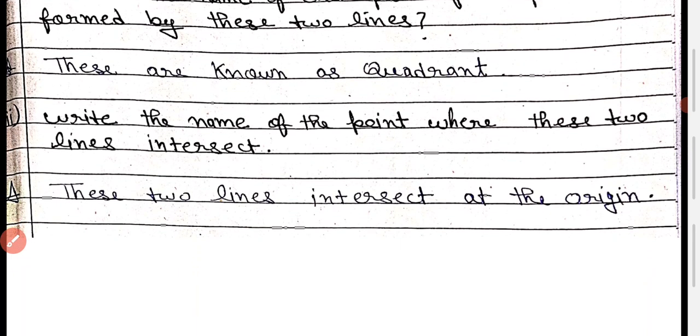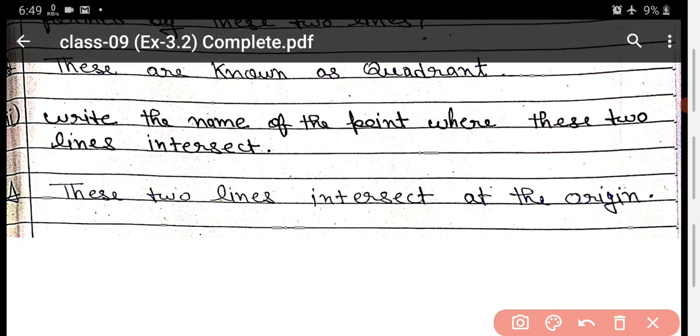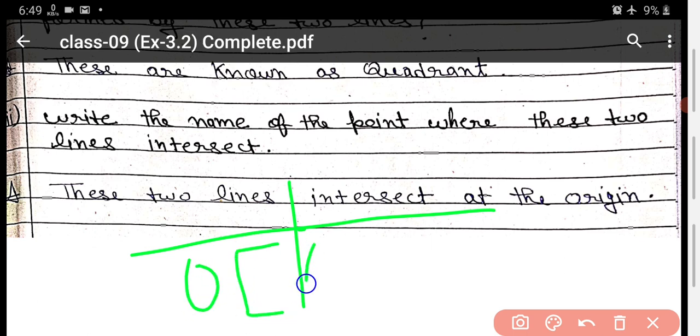The next question is: write the name of the point where these two lines intersect. As I told you, these two lines intersect at the point called the origin. And what is the coordinate of the origin? It is always 0, 0. So the coordinate of the origin is 0, 0.